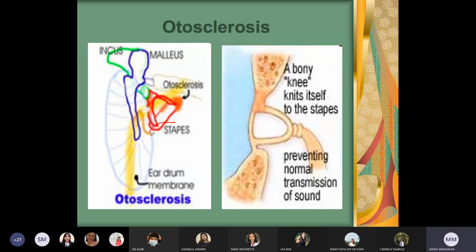So if this is the stapes, diba? Ito yung extra bone. So ano siya doon, parang ano ba yung tawag natin pagka nilalagay natin sa gulong para hindi umatras. So meron siya nakaangkla doon na extra bone which will lead to the stapes not to vibrate. No? To the bony niche itself to the stapes, preventing normal transmission of sounds. Correct.